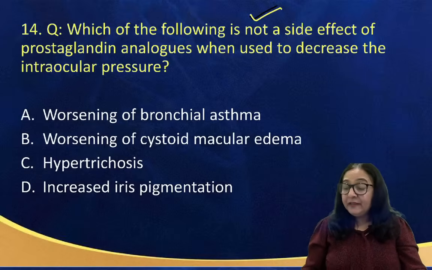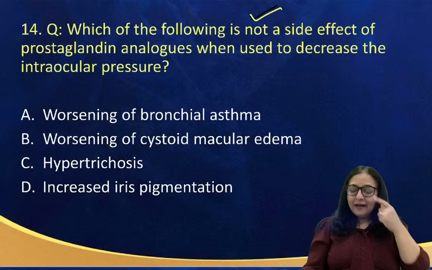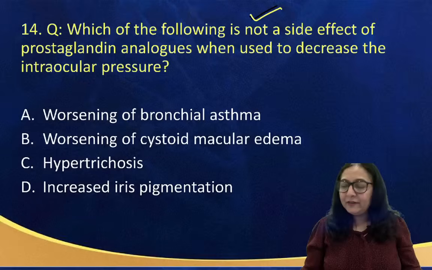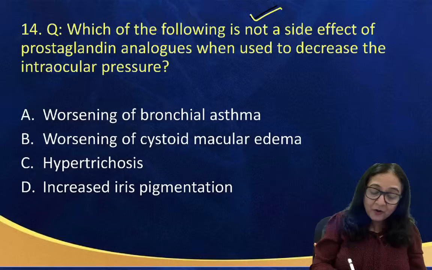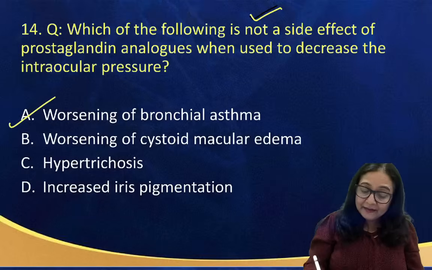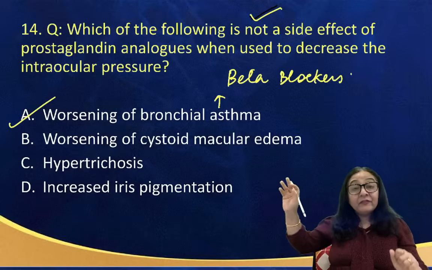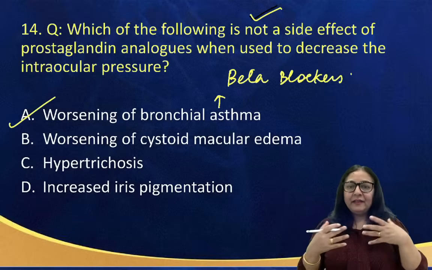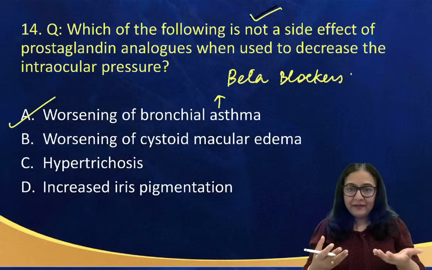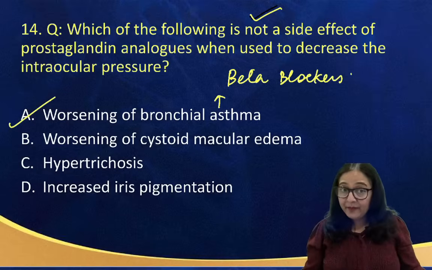Beta, read your choices carefully and then tell me the answer. Yes, worsening of bronchial asthma is not the side effect of prostaglandin analogs. It is the side effect of beta blockers. For example, timolol. Okay, the rest all, hypertrichosis, we just talked about. Increased iris pigmentation. It makes the iris darker. Okay, so if you are using it in one eye only, that can cause iris heterochromia.